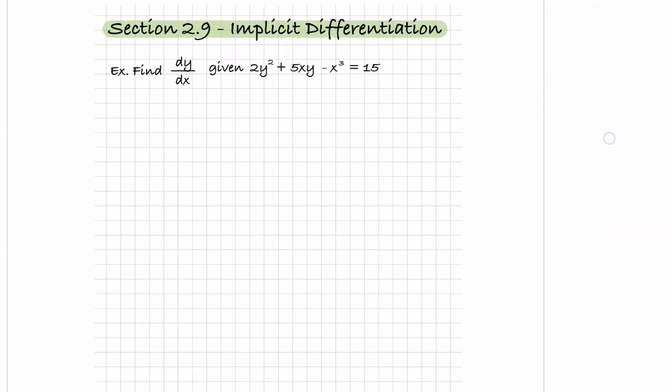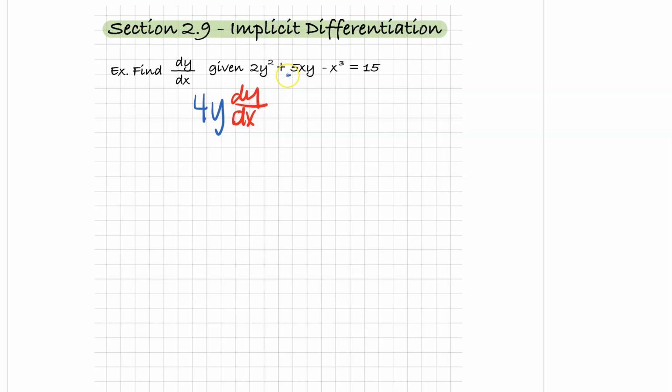So here's the first example. Find dy/dx given 2y squared plus 5xy minus x cubed equal to 15. So the first thing I'm going to do, I'm going to take a raw derivative here, and anytime I take the derivative of y, I'm going to throw in a dy/dx. So first one, 2y squared, its derivative would be 4y, and then the derivative of y would be dy/dx.